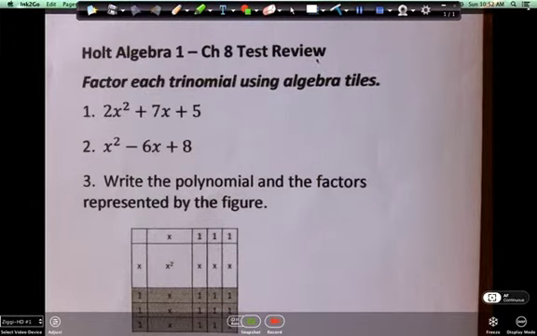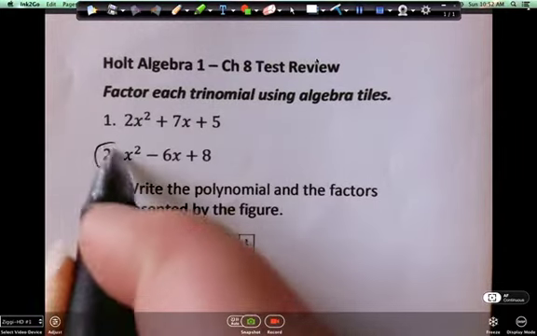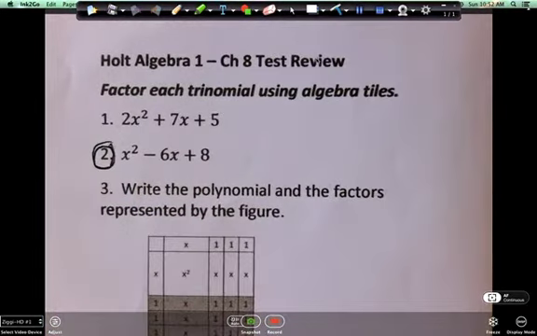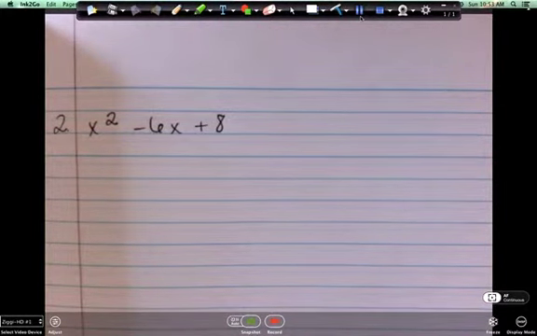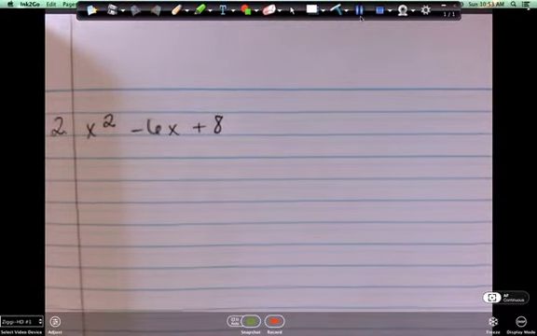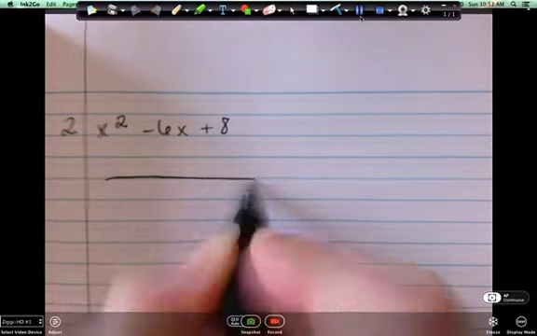So the first problem that we're going to look at here is going to be number 2. Number 2 is x squared minus 6x plus 8. And in the directions it says factor each trinomial using algebra tiles. So the first thing you're going to do every time you're asked to do algebra tiles is you're going to draw your t-bar.